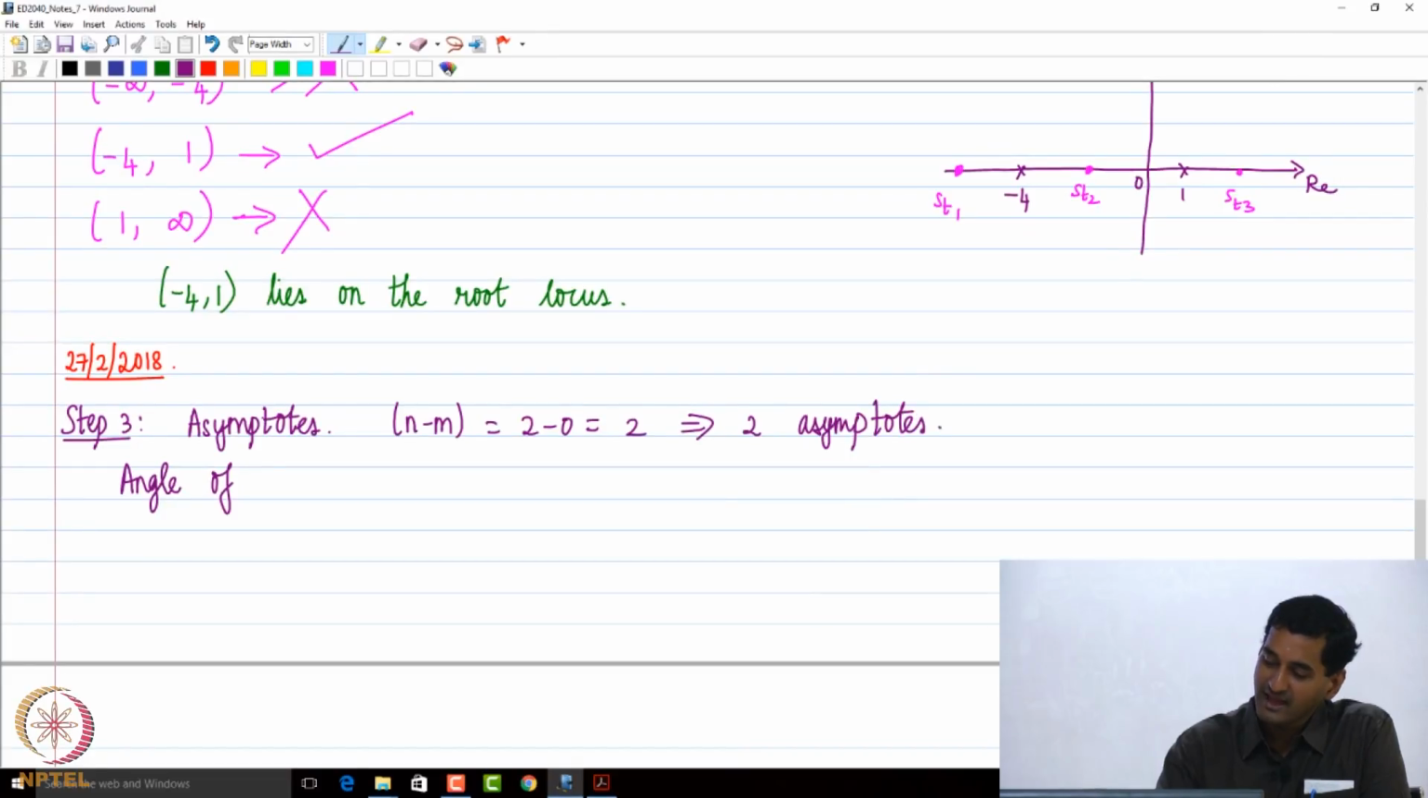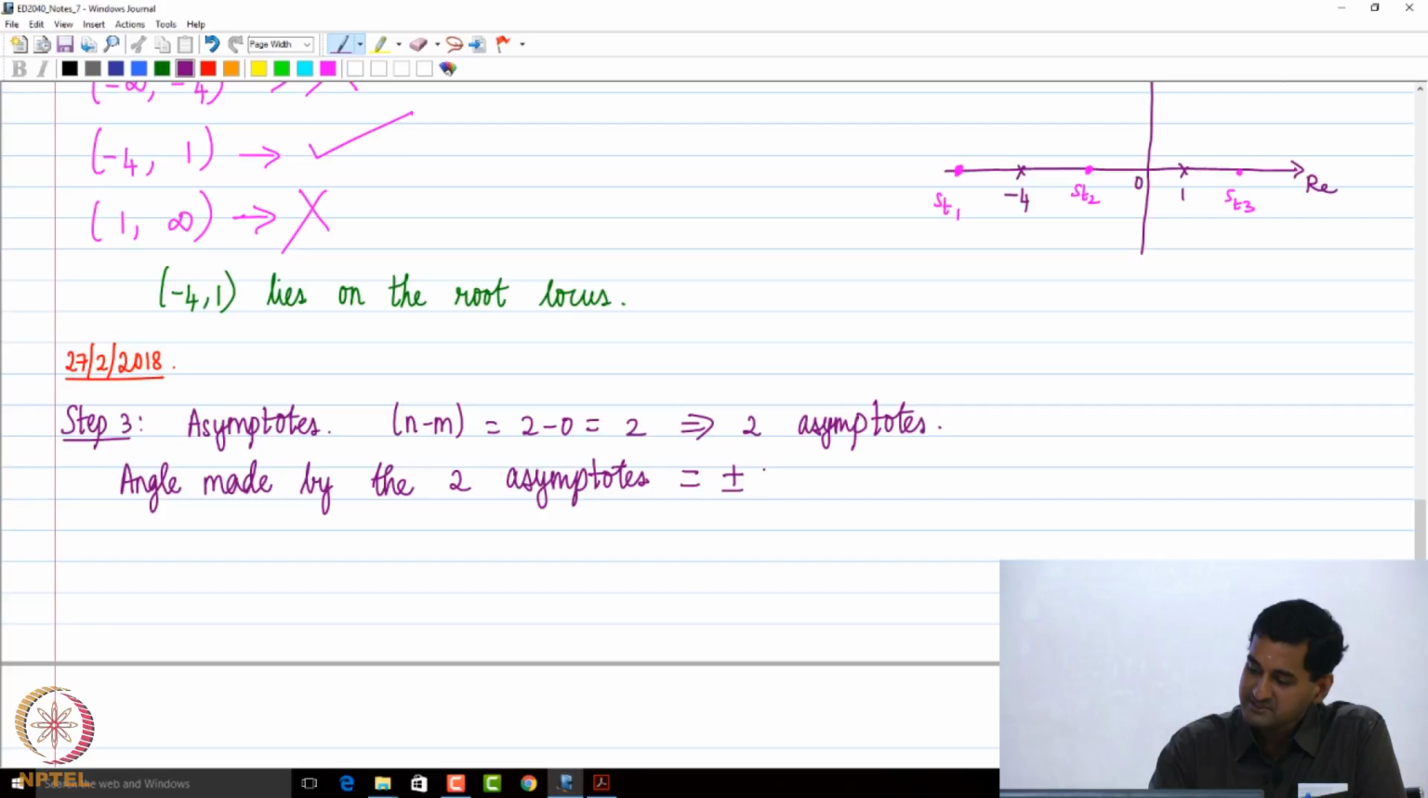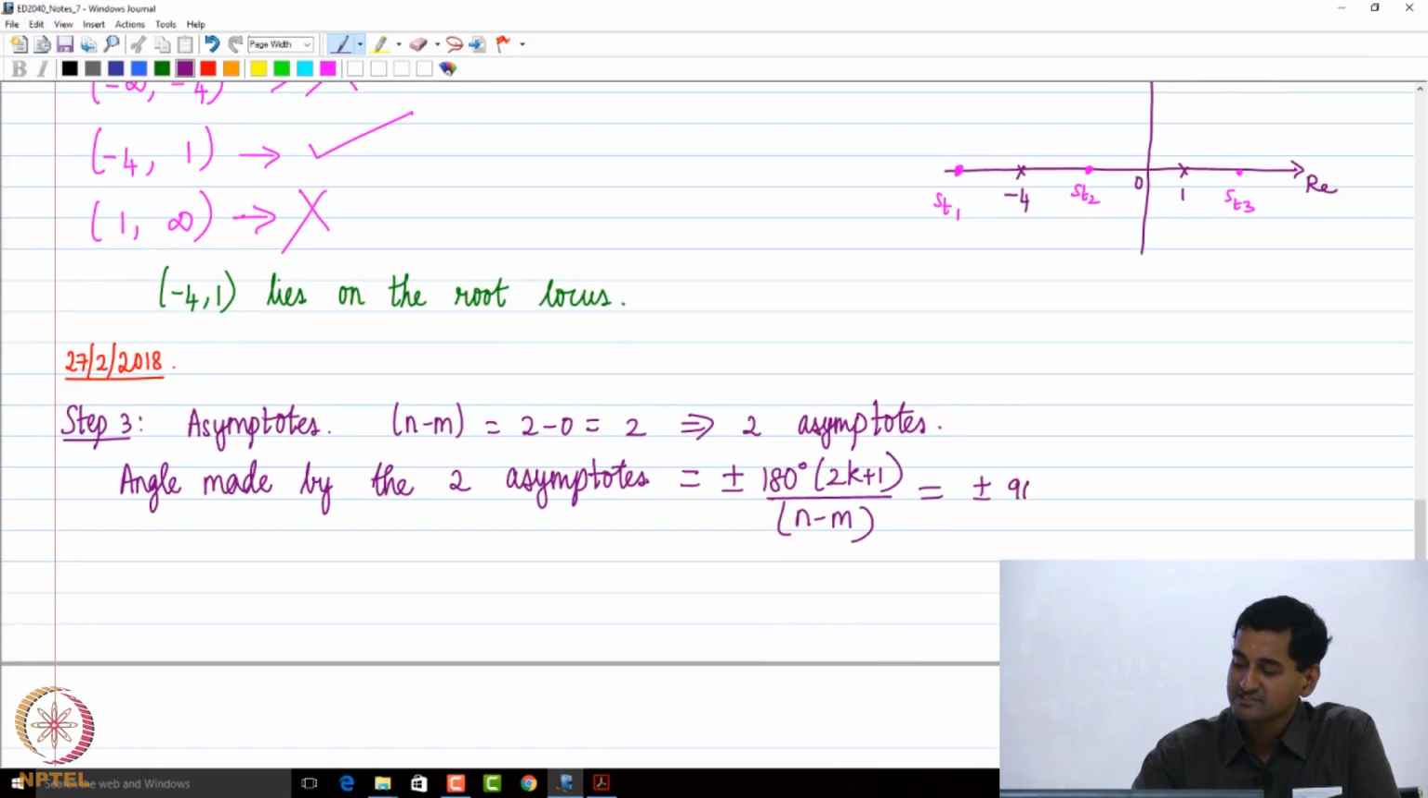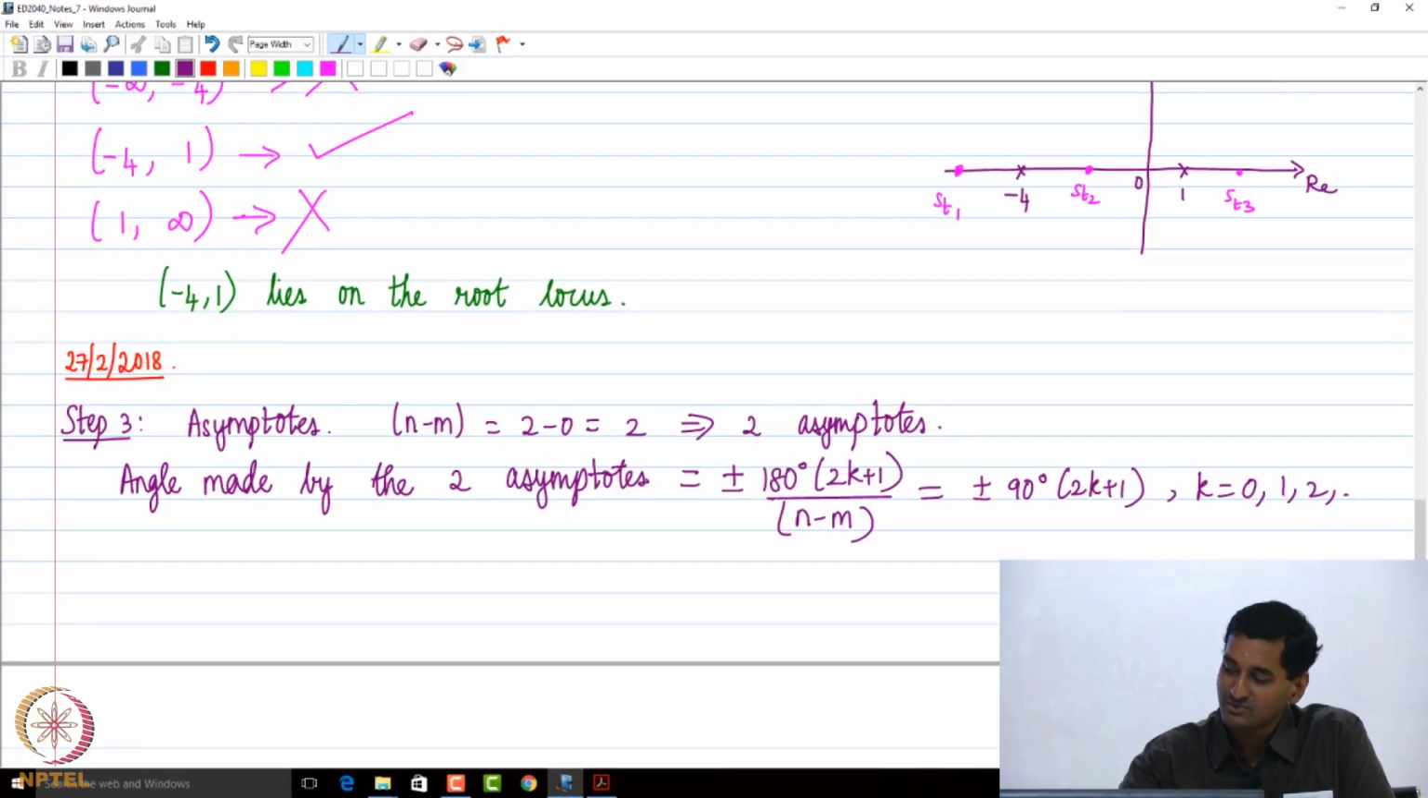So the angle of intersection, or I'm sorry, not angle of intersection, the angle made by the 2 asymptotes, is going to be equal to plus or minus 180 degrees times (2k plus 1) divided by n minus m. So we are going to get it as plus or minus 90 times (2k plus 1), k going from 0, 1, 2 and so on. In this case, I can write these 2 numbers as plus 90 degrees and minus 90 degrees. Minus 90 degrees is the same as saying 270 degrees.